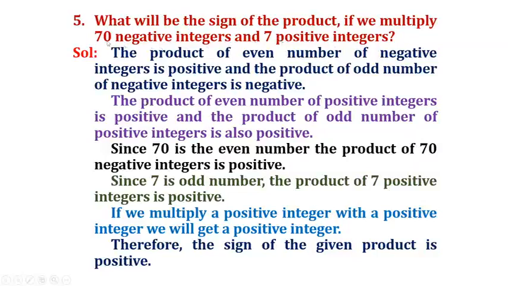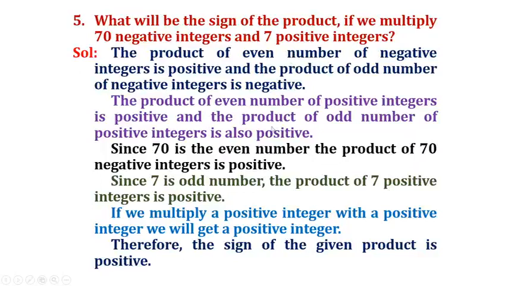Observe here, the 70 and 7 are the number of negative integers and the number of positive integers. Don't confuse them and add these two, 70 and 7. These two are the number of integers. So here it is given that 70 negative integers and 7 positive integers. If you multiply these numbers, what will be the sign of the product?